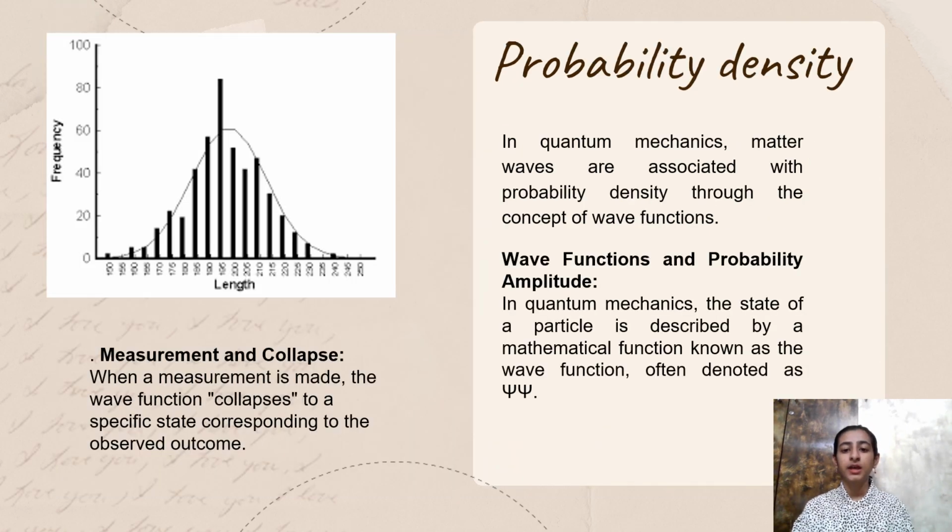Probability density. In quantum mechanics, matter waves are associated with the probability density through the concept of wave functions. In this, we have wave functions and probability amplitude. In quantum mechanics, the state of a particle is described by a mathematical function known as the wave function, which is often denoted as psi. Measurement and collapse. When a measurement is made, the wave function collapses to a specific state corresponding to the observed outcome.